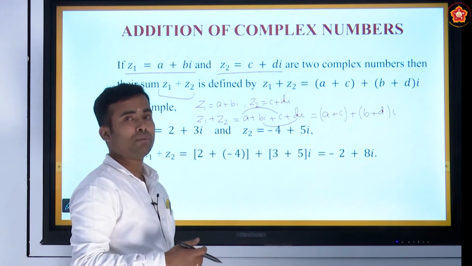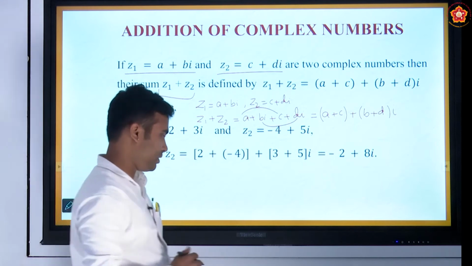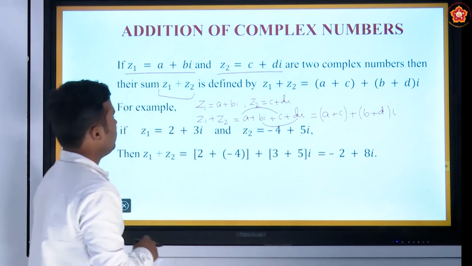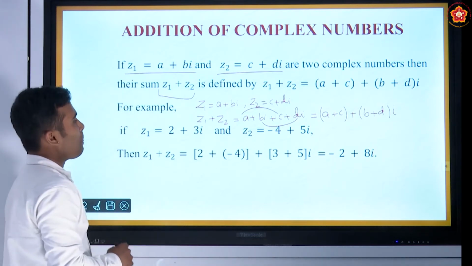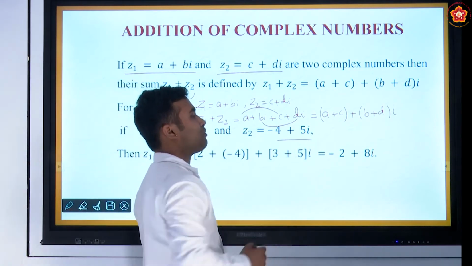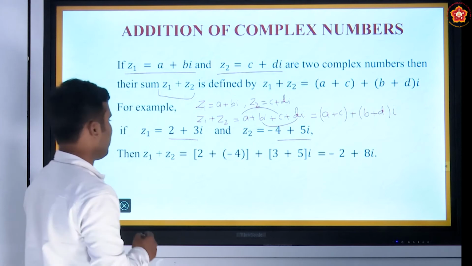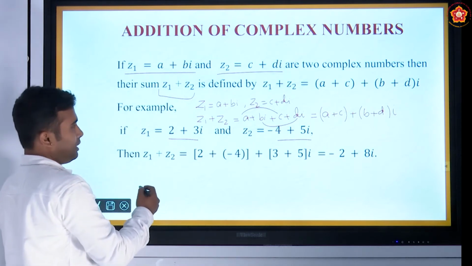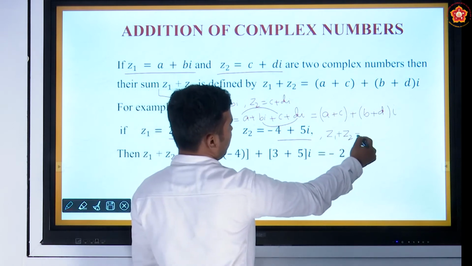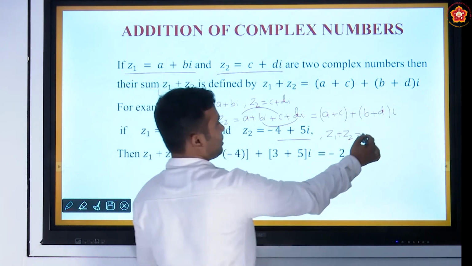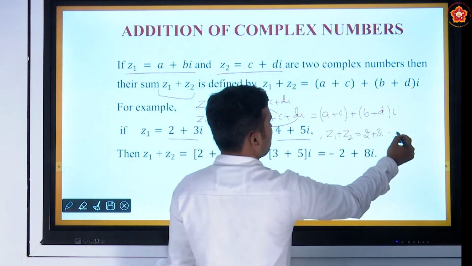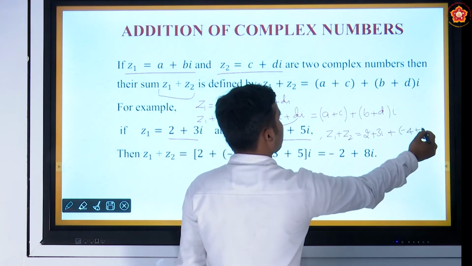So that is also a complex number. The addition of two complex numbers is again a complex number, provided the imaginary part is not equal to 0. That we should follow. Next, here we have one example: z1 is equal to 2 plus 3i and z2 is equal to minus 4 plus 5i, and we have to add those two. So z1 plus z2 is equal to, what is z1? 2 plus 3i, and what is z2? Minus 4 plus 5i.